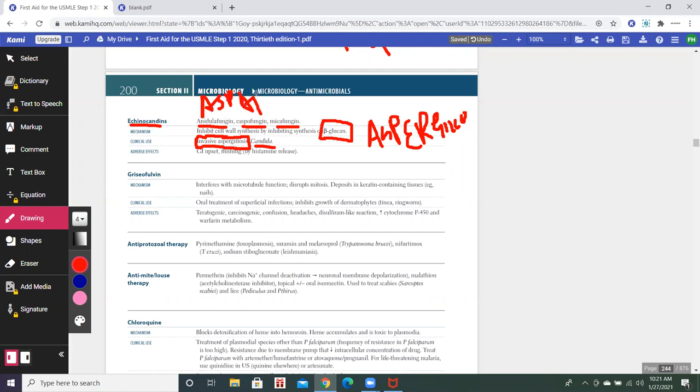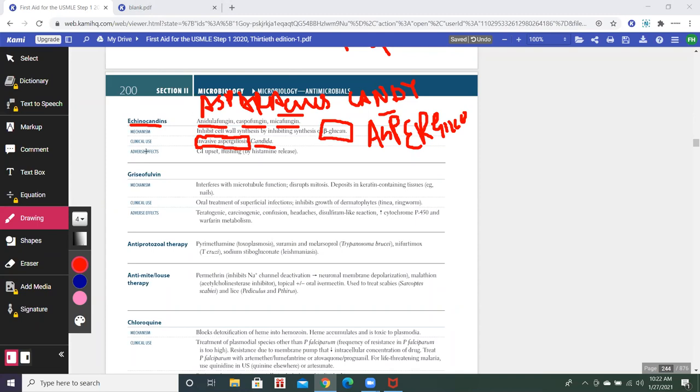asparagus. Okay, asparagus candy. If you have a candy made of asparagus, sounds absolutely horrible, but asparagus candy. Okay, would you guys like to have an asparagus candy? How does it sound? Does it sound appetizing? Yes or no? Asparagus candy? No. Okay, good. Very good. Remember asparagus candy for echinocandins.